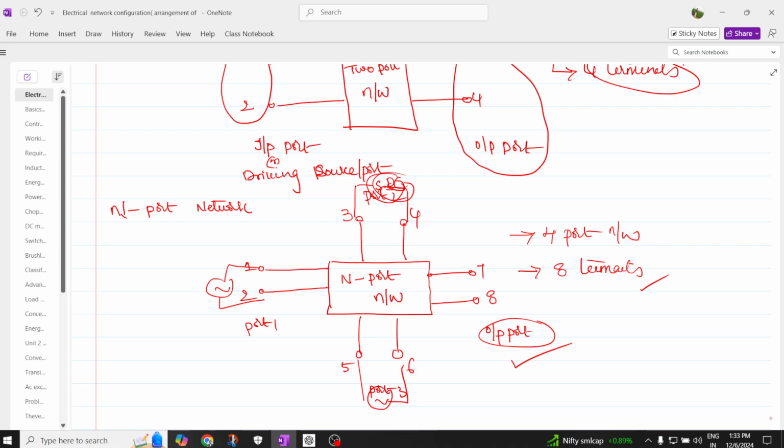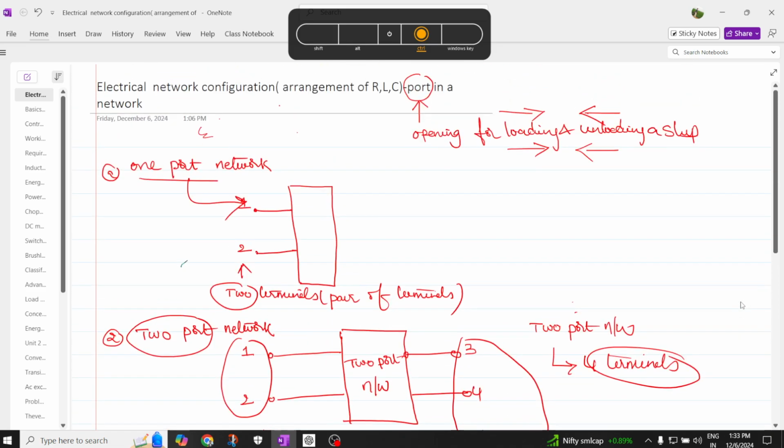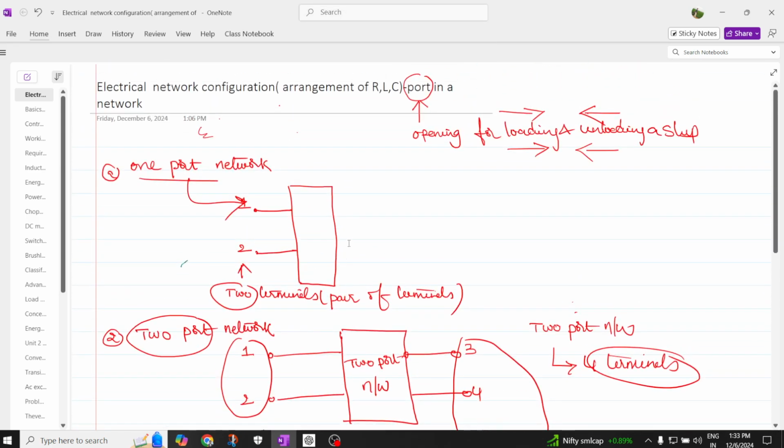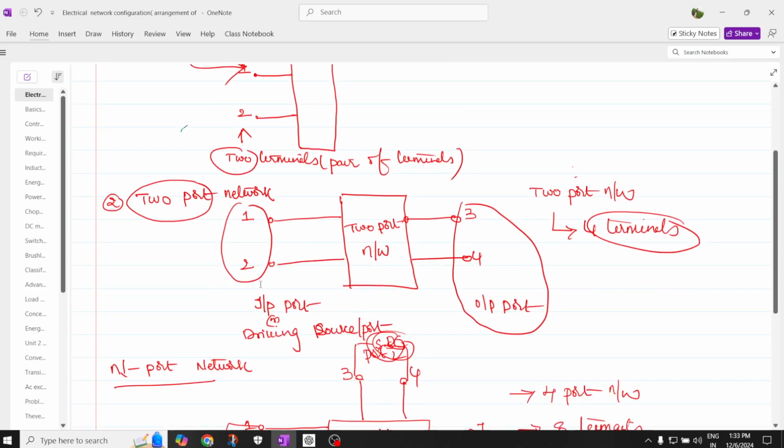This is all about the representation of a port. Port means we have incoming and outgoing, like where we have loading or unloading of ships. So you have two terminals. Why two terminals? To connect the voltage. Definitely you require two terminals, one of higher potential and one of lower potential. That's why you require two terminals. This is called a port.